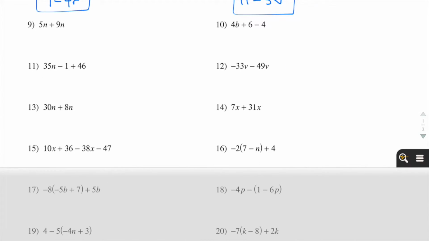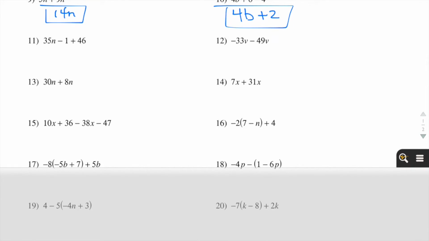Number 9. 5n plus 9n. Just add those straight. 14n for number 9. Number 10. 4b plus 6 minus 4. So again, we write that 4b because it's the only one of its kind in the expression. Positive 6 minus 4, we get a plus 2. Number 11. 35n minus 1 plus 46. So again, 35n is the only one of its kind, so we leave that. Minus 1 plus 46, we get plus 45.